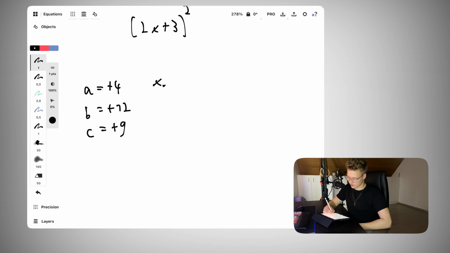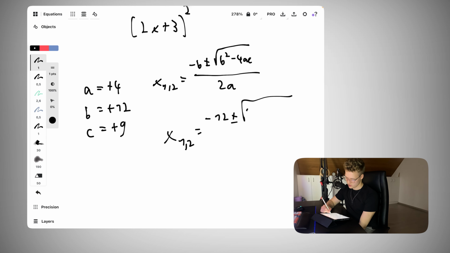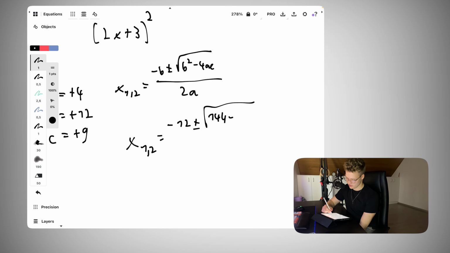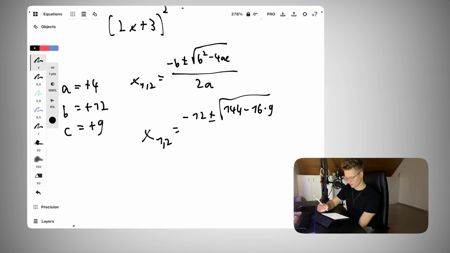And then you use this formula. So x1 and 2 equals minus b plus minus the square root of b squared minus 4ac divided by 2a. So that would give you minus 12 plus minus the square root of 144 minus 16 times 9, right? So 4 and 4, yeah. 16 times 9 divided by 8, okay?